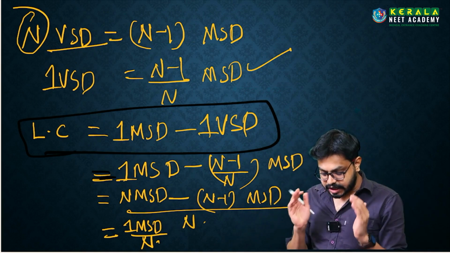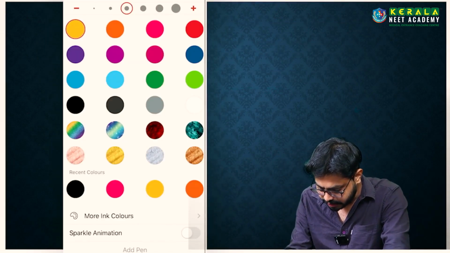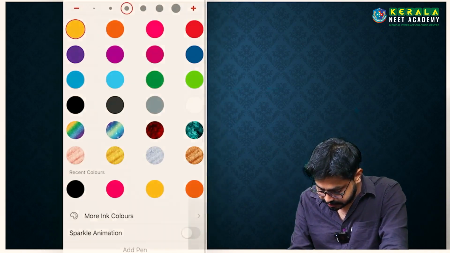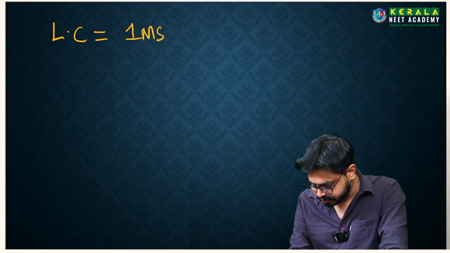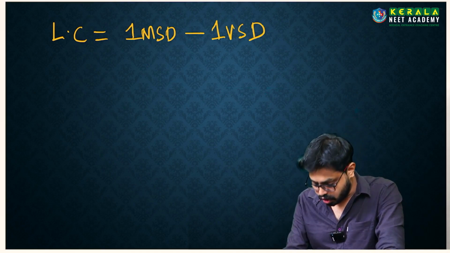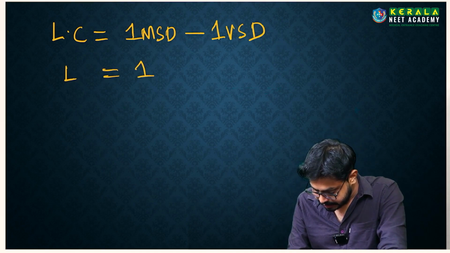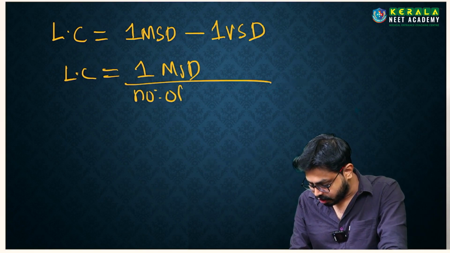Understood? So for least count we have two simple equations, just remember them. What are the equations of least count? Least count is equal to 1 MSD minus 1 VSD, or 1 MSD divided by the number of divisions on the vernier.